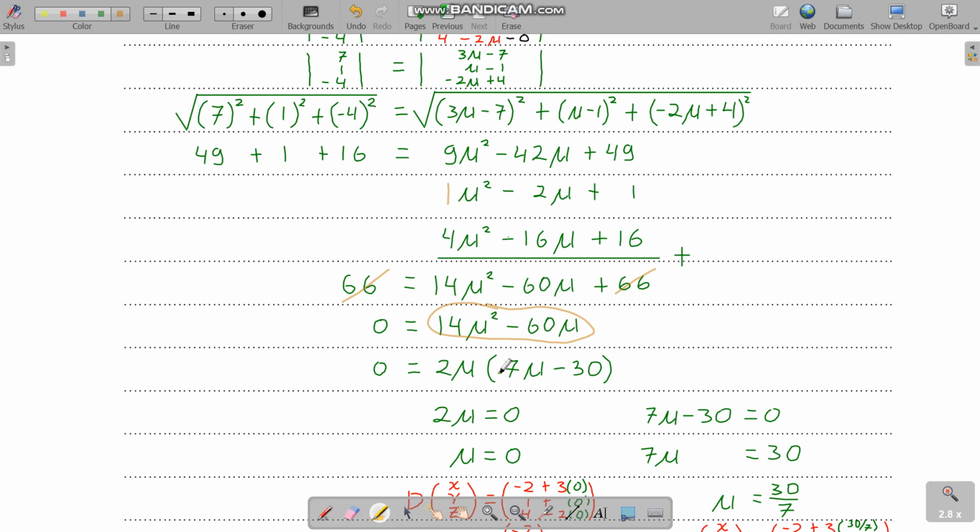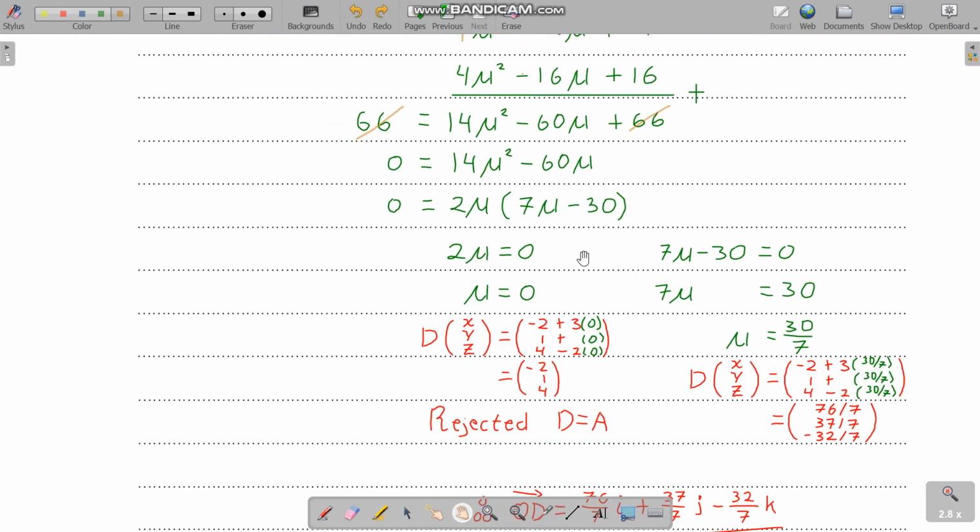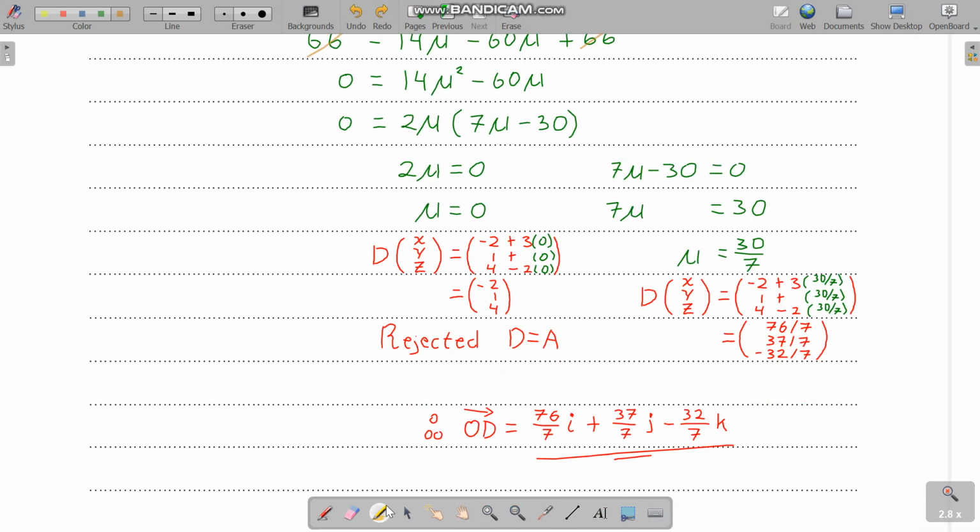Factorize 2 mu. We're just factorizing here. So after we factorize, we solve, because we have something equals 0. This means 2 mu equals 0, or 7 mu minus 30 equals 0. So in this case we have mu equals 0. In this case we have mu equals 30 over 7.